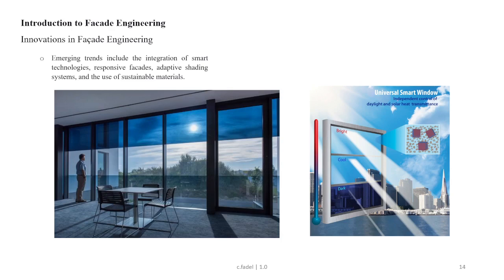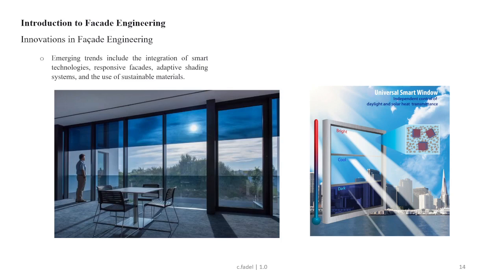We just mentioned smart windows or smart glazing. This is one of the emerging trends, which includes the integration of smart technologies, responsive facades, adaptive shading systems, and the use of sustainable materials. Smart technologies enable the facade to interact with the environmental conditions in real time. This system can adjust lighting, heating, and ventilation based on sensors that monitor temperature, sunlight, and occupancy, thus optimizing energy efficiency and occupants' comfort. Responsive facades, for example, can adapt to changing environmental conditions. For instance, a dynamic facade can alter its configuration or properties in response to weather changes, improving thermal regulation and reducing the building's energy consumption.